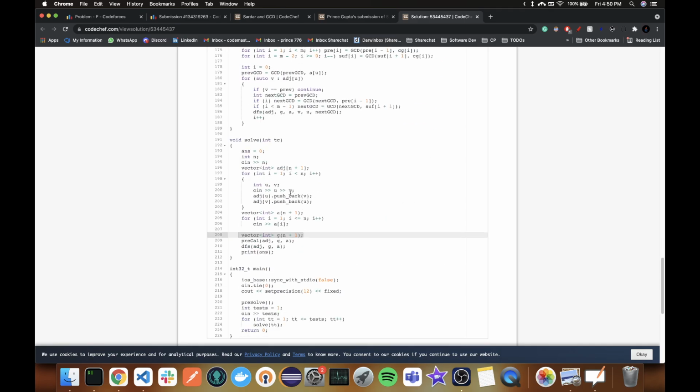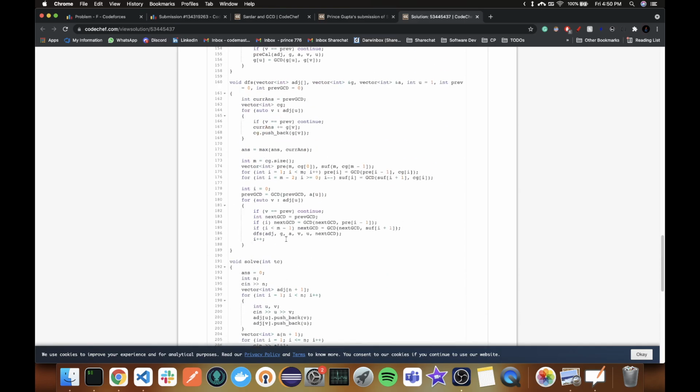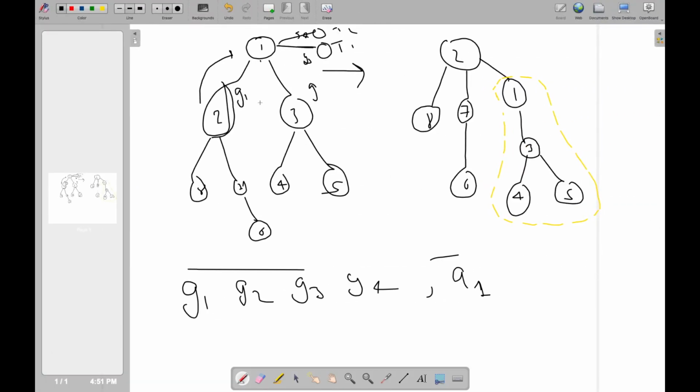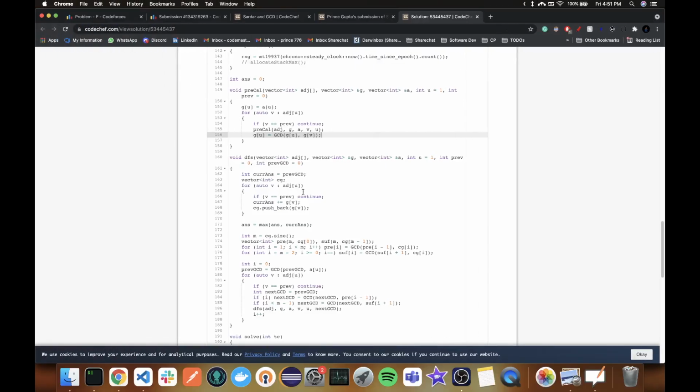Yeah. So in the pre-calculation, as you can see, cumulative GCD equals AU, and then normal DFS for the tree, then pre-calculate for the next subtree, and then GCDU equals GCD of GCDU and GCDV. Okay. Now what I'm doing in DFS? In DFS, first of all, I'm enumerating all the previous GCDs, right? Previous GCD is something else.